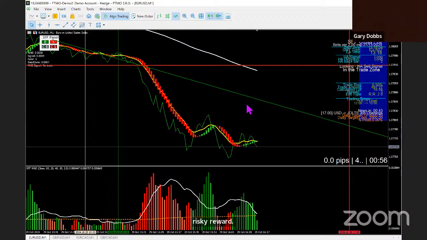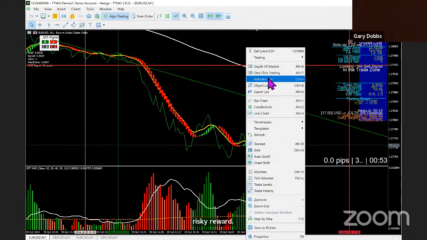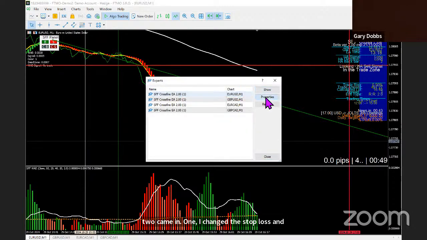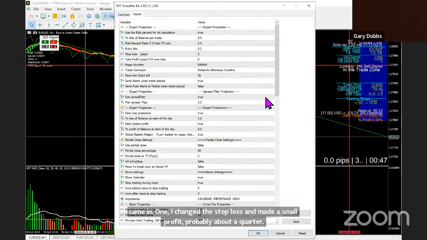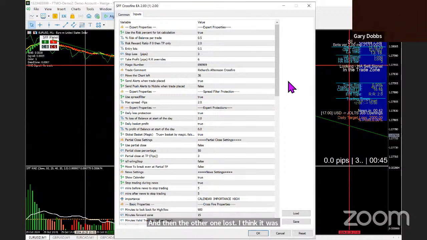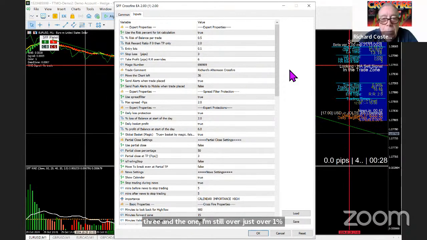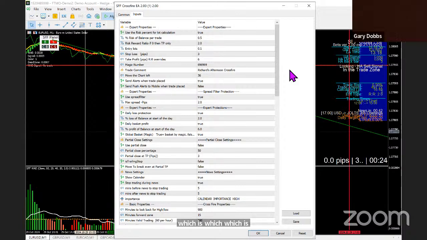I mean, basically, out of the four, two came in. One, I changed the stop loss and made a small profit, probably about a quarter, and then the other one lost. I think it was GPU. It turned the other way, and total went the other way. But I wasn't looking at it at the time, or I could have, because it was making some profit, so I could have actually not lost anything. But with the loss on the other three and the one, I'm still just over 1%. Which is all right, but I had to watch it and move the stop loss on one. If I'd have moved the stop loss on the other, it would have been more.